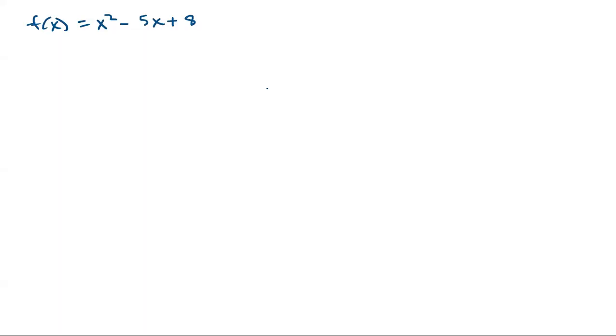Okay, so here we have f of x is equal to x squared minus 5x plus 8. And so we also need f of x plus h. So that's going to give us, anytime we see an x, we're going to replace it with x plus h. So we'll have x plus h squared minus 5 times x plus h plus 8.